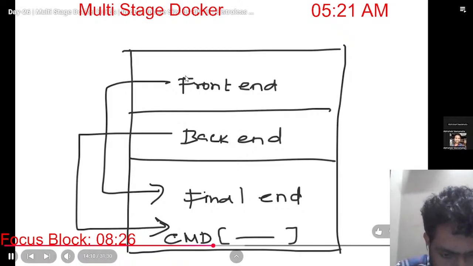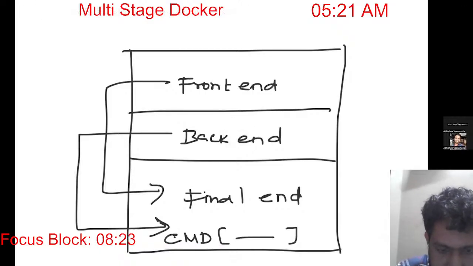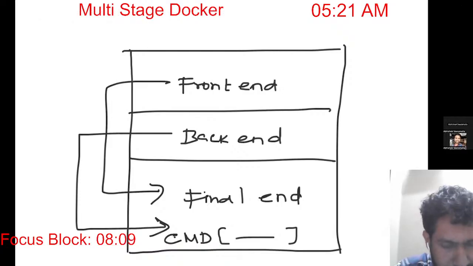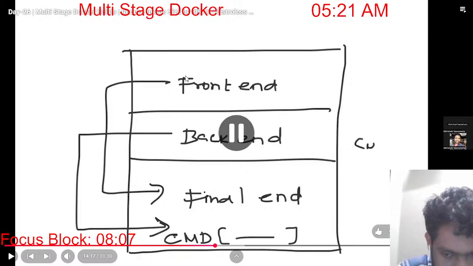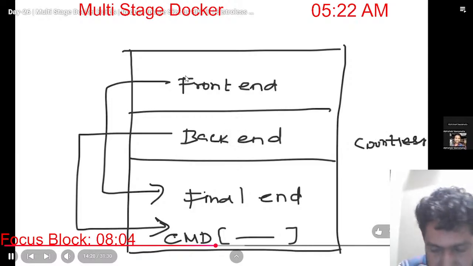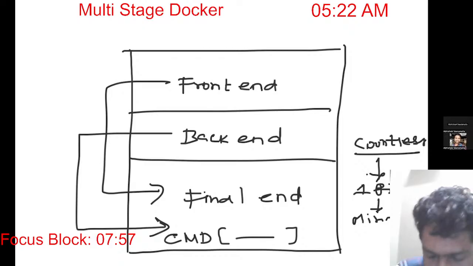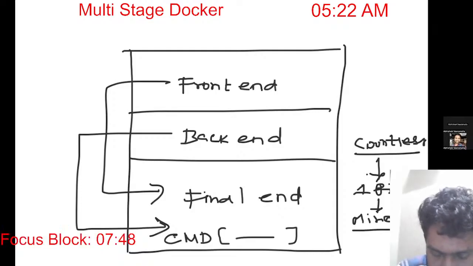So if somebody asks you what is the number of stages that can be in a multi-stage Docker build, the answer is countless. You can create n number of stages, but there will be only one final stage, which will be a minimalistic image. It has to be a minimalistic image, because by choosing a minimalistic image, you will get the advantage of your Docker multi-stage build.